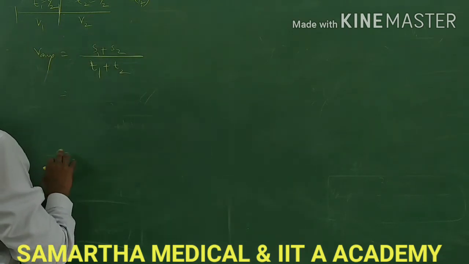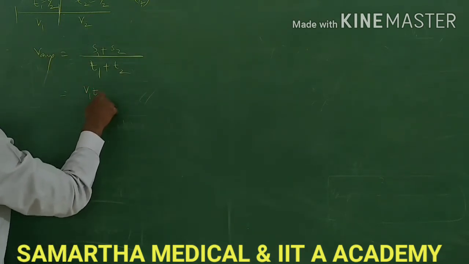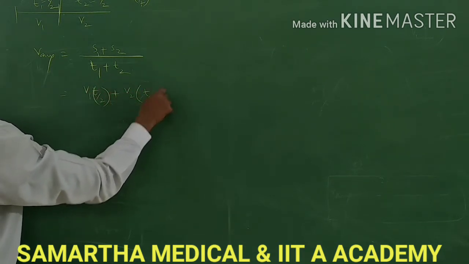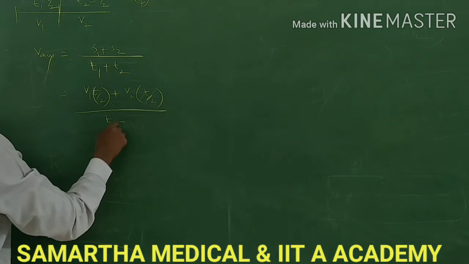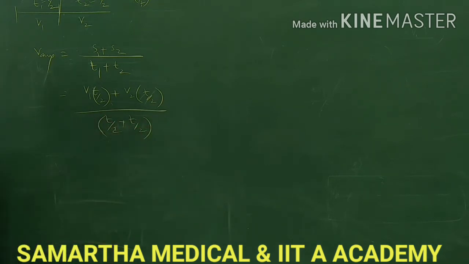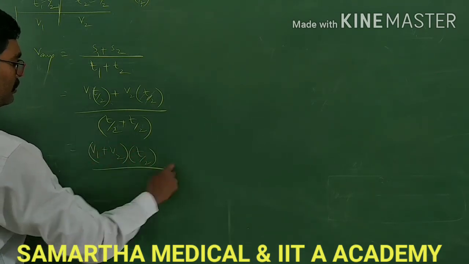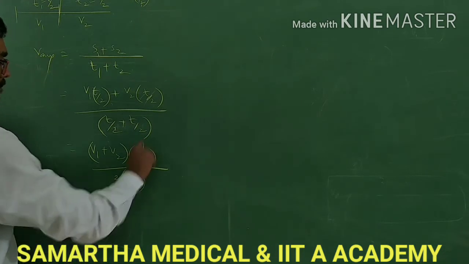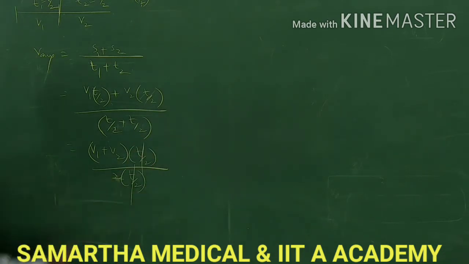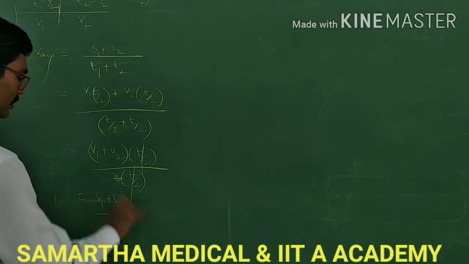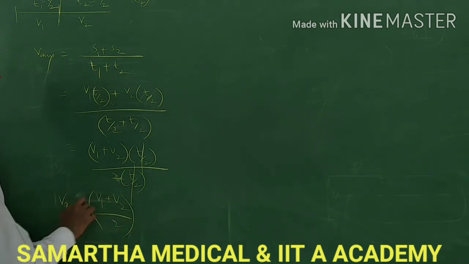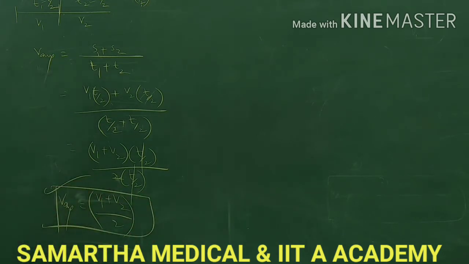So what is S1? V1 into t by 2 plus V2 into t by 2, divided by t by 2 plus t by 2. So V1 plus V2 into t by 2, you make common, by 2 times t by 2. So t by 2 gets cancelled. What you got is V1 plus V2 by 2. That is the average speed for a body going with speed V1 for half of the journey time and with speed V2 for the remaining half of the journey time. Then average speed is equal to V1 plus V2 by 2. Direct average.